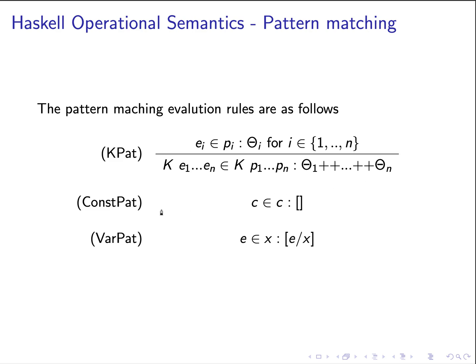The second rule handles the case of constant patterns. We only allow the same constant to match the constant pattern, producing the empty substitution. The third rule handles the variable pattern. Any expression will match a variable pattern, producing a substitution that substitutes x with the expression E.